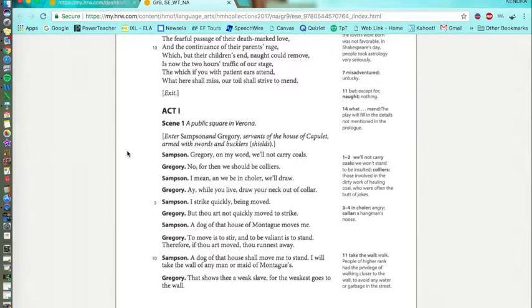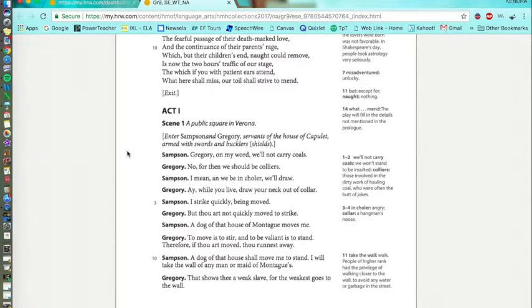Samson says, "I mean, an we be in choler, we'll draw." So he's like, choler is anger. If we get angry, then we'll draw. Gregory says, "Ay, while you live, draw your neck out of collar." Collar is a hangman's noose. Samson: "I strike quickly, being moved." Gregory: "But thou art not quickly moved to strike."